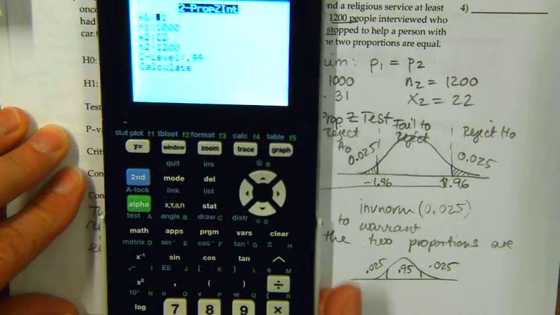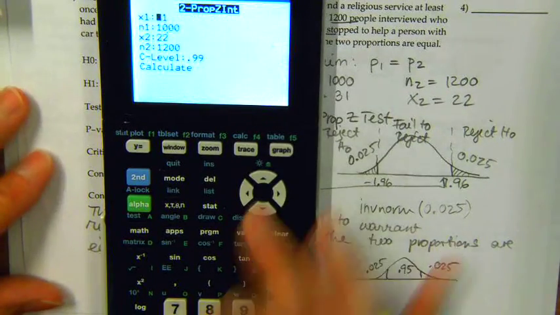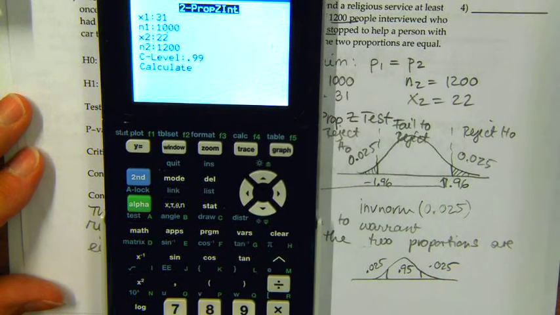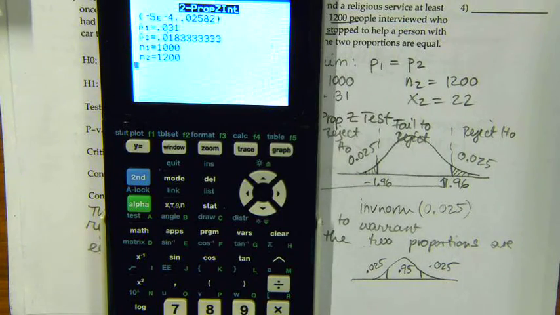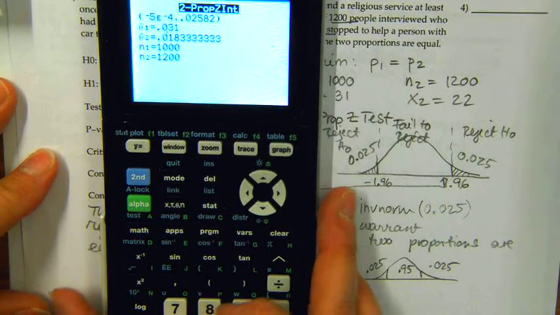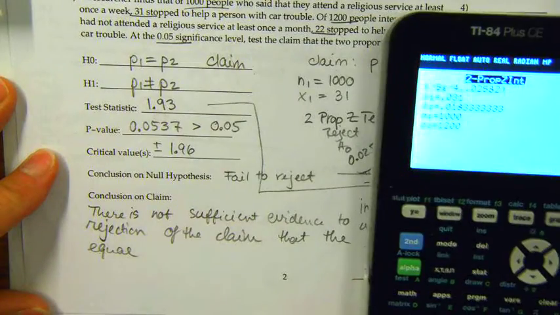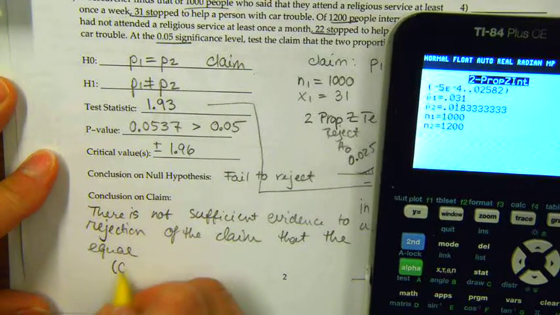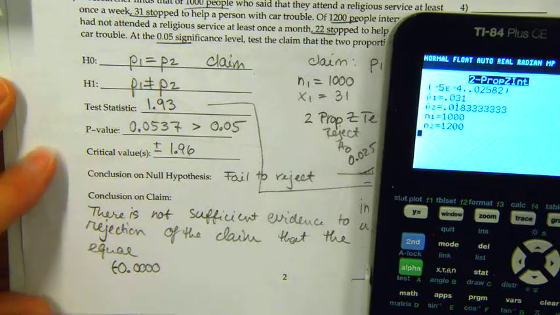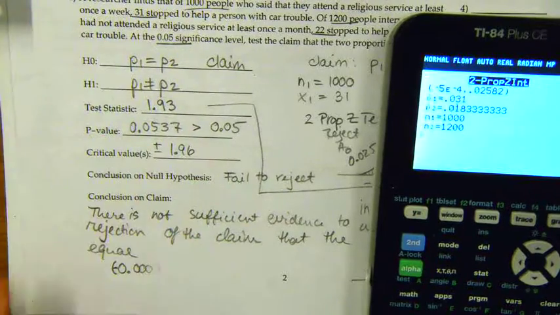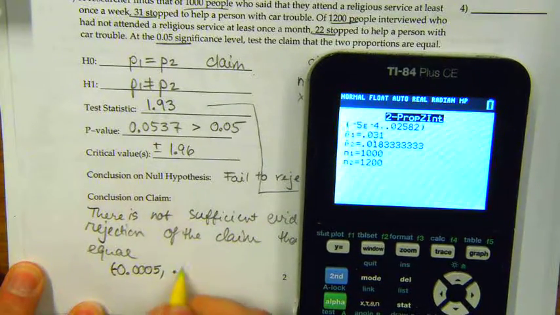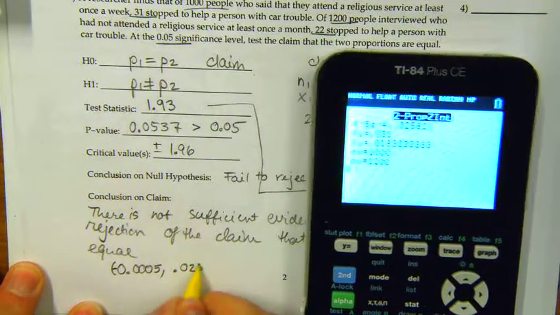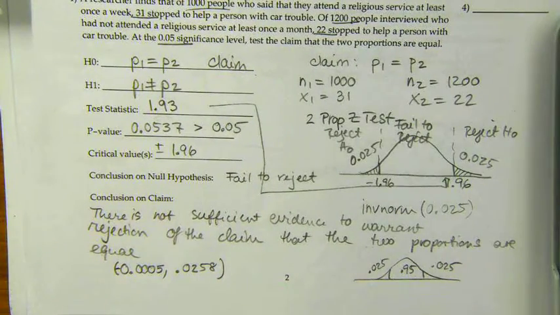So we're going to look at the corresponding confidence interval doing that two proportion Z interval over here. All our numbers are still in here, so the only thing we have to adjust is our confidence level. We're going to change that to 0.95. And then go enter. This is -5 times 10 to the -4. Written as a decimal number, that's negative 0.0005, and then it goes to positive 0.0258. So it starts with a negative number and ends with a positive number.